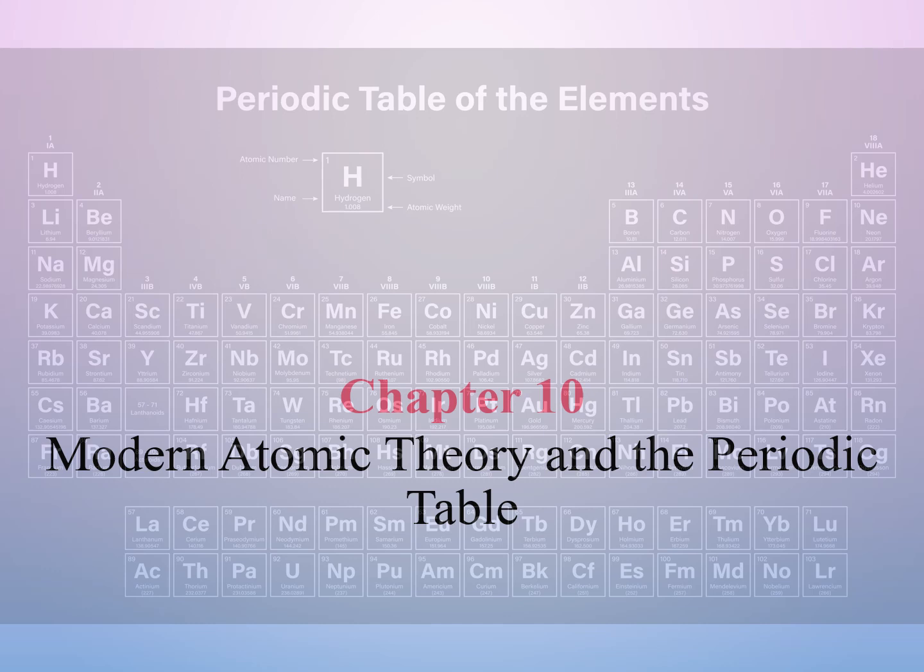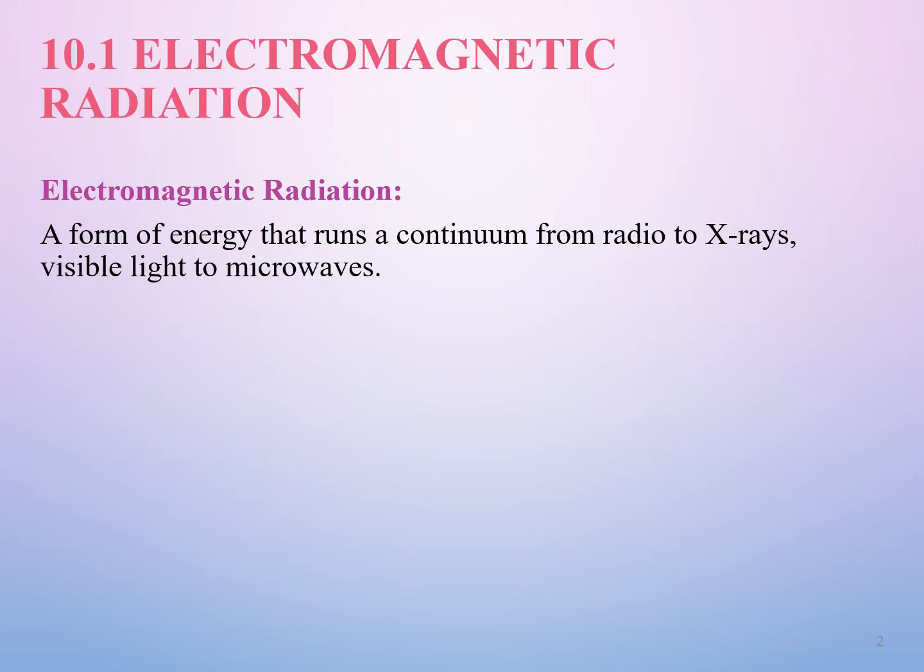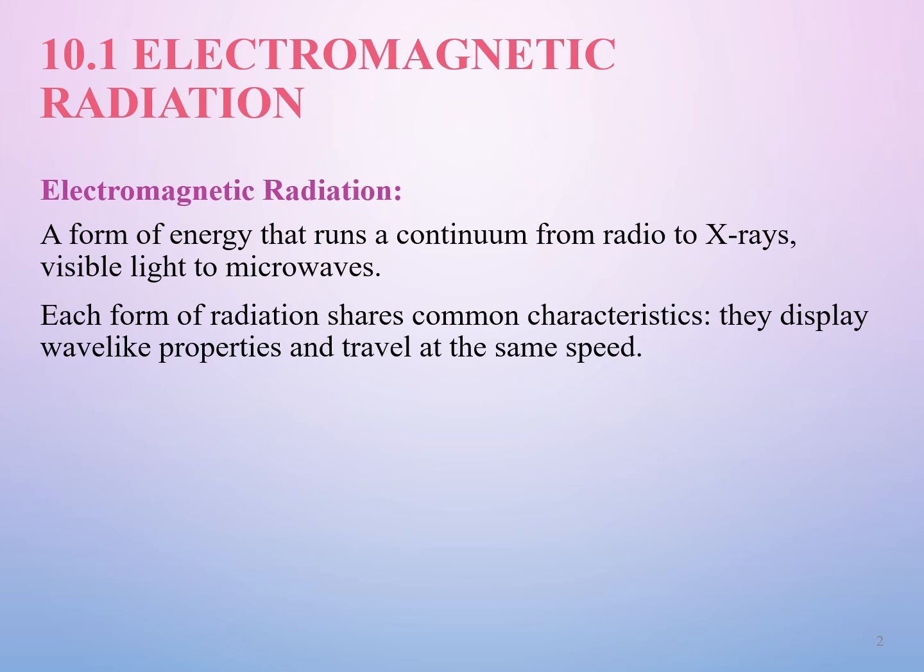In Chapter 10, we'll talk a little bit about the periodic table and modern atomic theory. We'll start the chapter off by talking a little bit about electromagnetic radiation, which is a form of energy that runs along a continuum from radio waves to X-rays, and this includes visible light and microwaves as well.